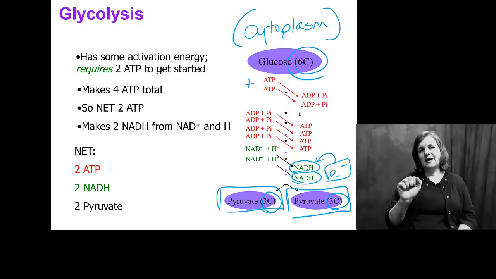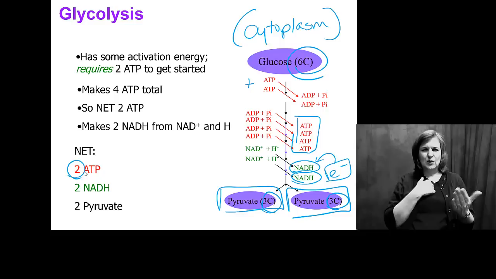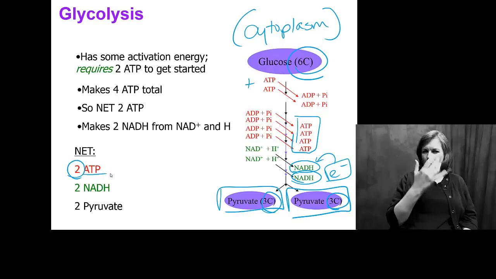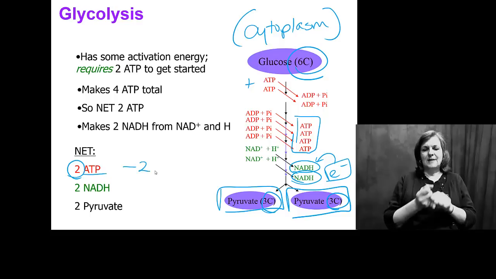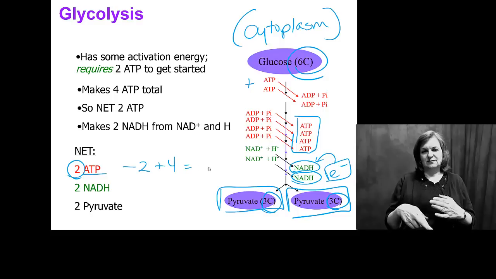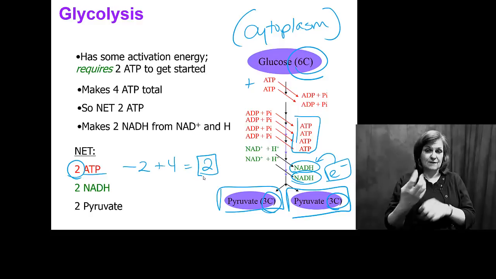We're also going to make 4 ATP total. But over here I say that we net 2 ATP. Why do we net 2 ATP? Well, I put in 2, which means I've lost 2 from my system. I make 4. In the end, I end up with 2 that I can use for some other process.